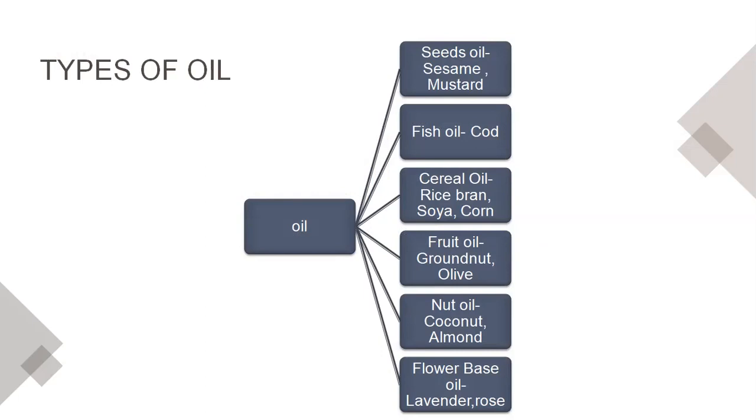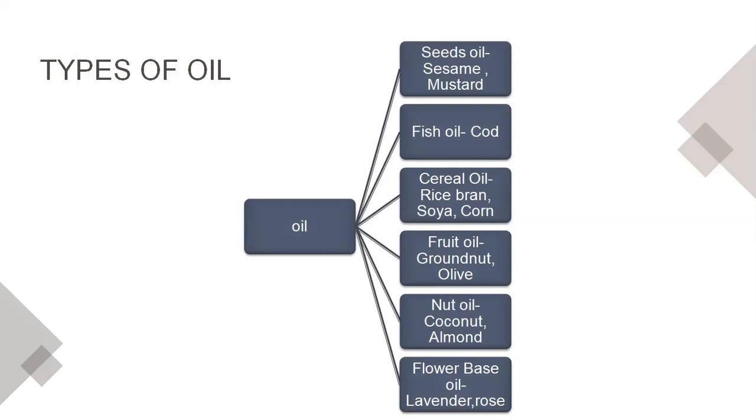The third one is cereal oil. Under cereal, there are so many like rice, soybean, corn. From these cereals, the oil has been extracted. So this comes under this classification. The next one is fruit oil. Under that, olives are fruit. From that, the oil has been extracted, which comes under this. So that is olive oil.